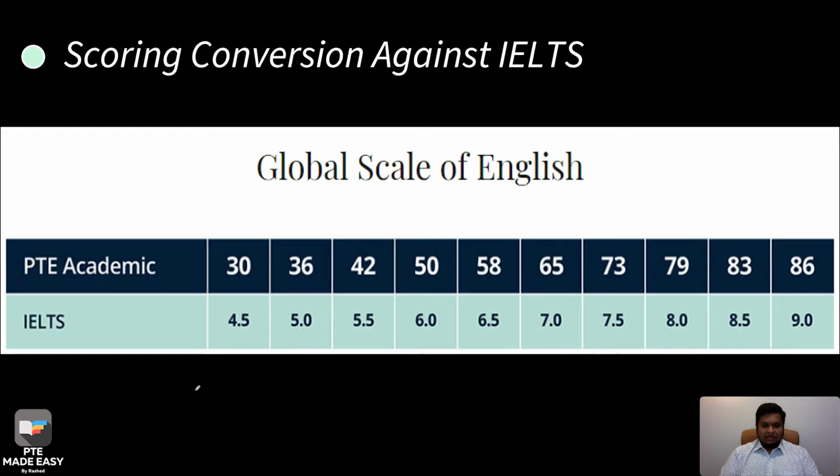This is the scoring conversion of the PTE test. Now, normally, if it is for a bachelor or undergrad level of study, most of the institutions expect students to have 6 each in IELTS, which converts to 50 in PTE out of 90. And for postgrad or masters, most of the institutions are looking for 6.5, which will be 58 in PTE.